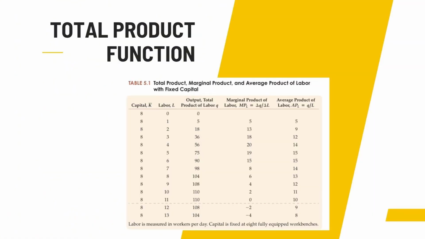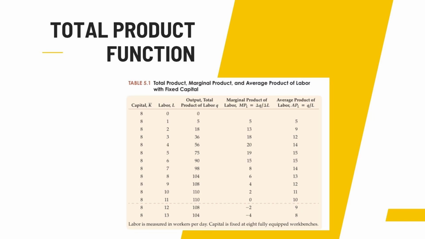The total product function. As you can see here, Table 5.1 shows the relationship between labor and output. When the firm's capital is fixed, the firm has 8 workbenches as its fixed capital, and labor is measured by the number of workers, while output refers to the number of computers assembled per day. At first, as more workers are added, the total output increases. For example, one worker produces 5 computers, 2 produce 18, and 3 produce 36.